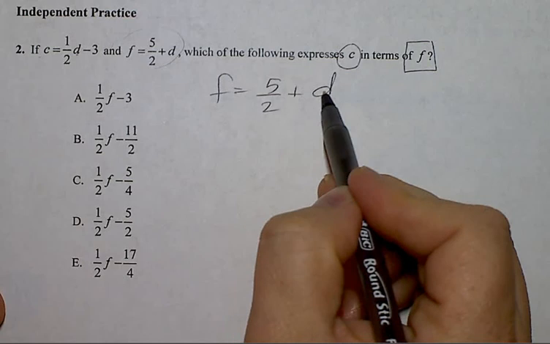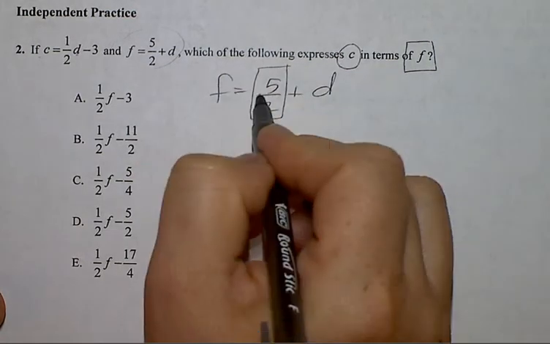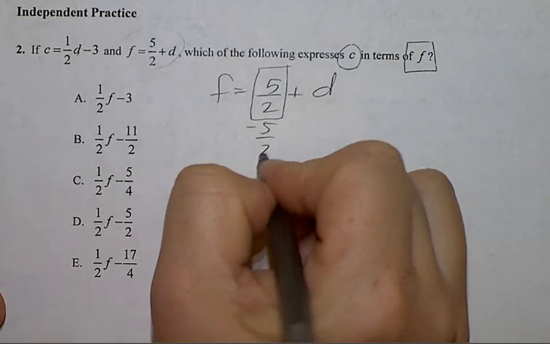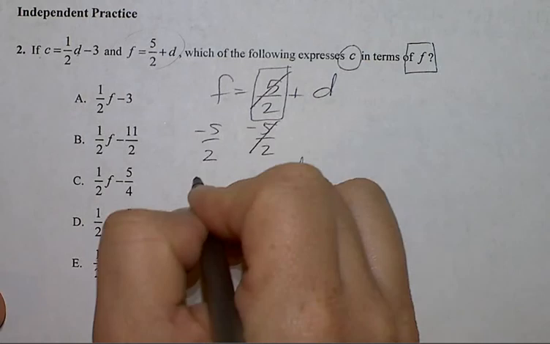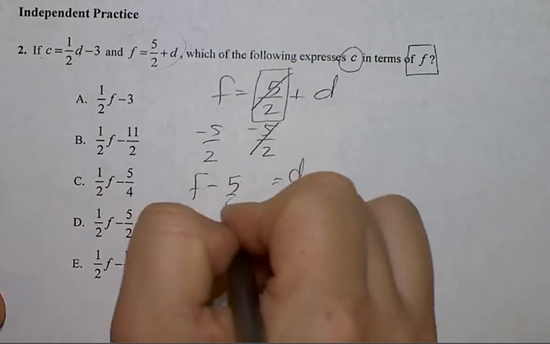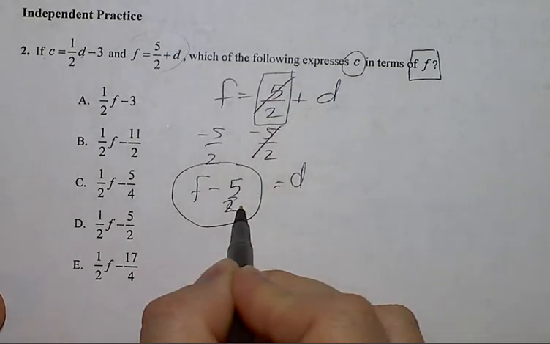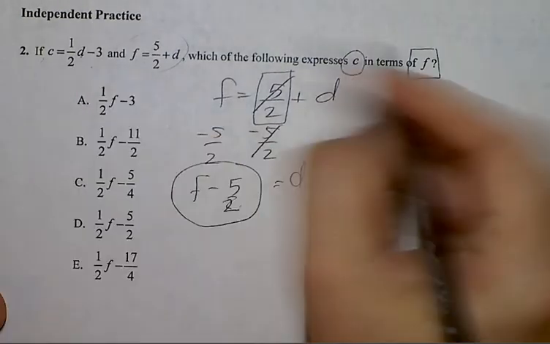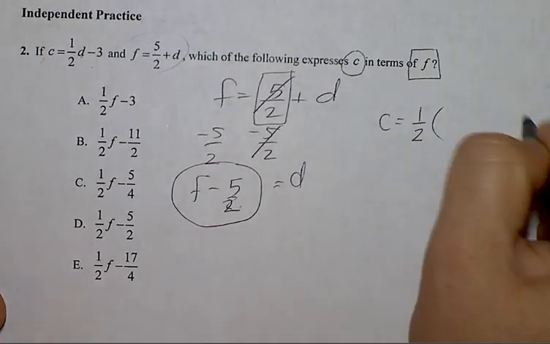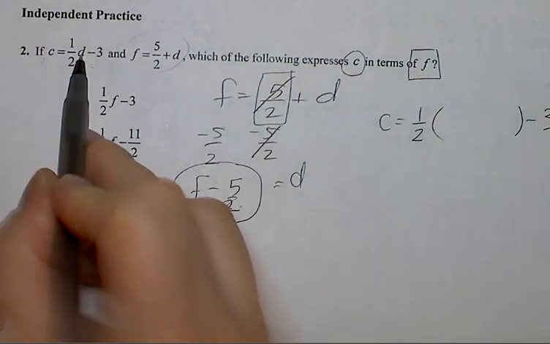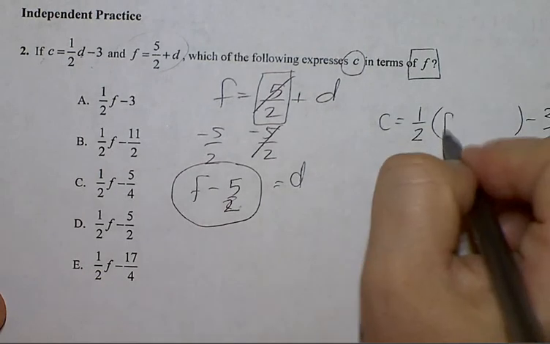To get D by itself, I want to move 5 halves to the opposite side. Right now, it's positive, so I'll subtract 5 halves from both sides. D equals this quantity. Go back up to the first equation, and instead of writing D, I'm going to write the quantity that D is equivalent to. F subtract 5 halves.